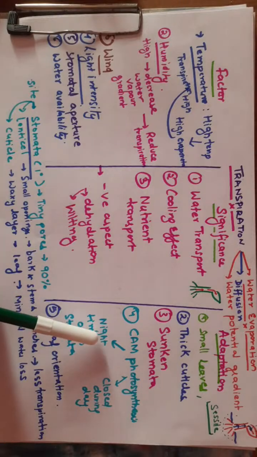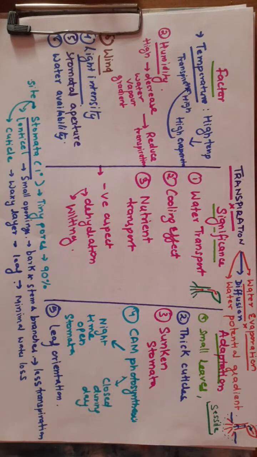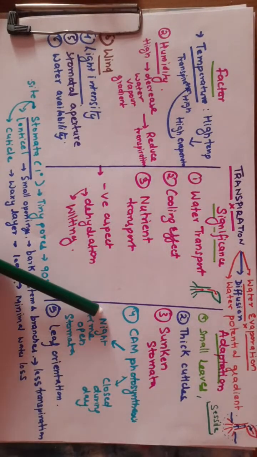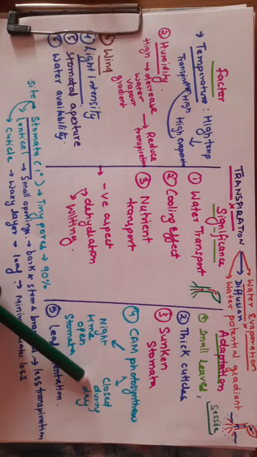So the fourth mechanism is the CAM photosynthesis. There are some plants that will adopt the CAM photosynthetic mechanism, because we know that the plants need to prepare their own food. The plants are autotrophic. So how are they preparing their own food? They are preparing it using the process of photosynthesis. So this will require the sunlight, right? But in the CAM photosynthesis mechanism, what will happen? The stomata of the plant, okay, are open during the night time, okay, and closed during the day.